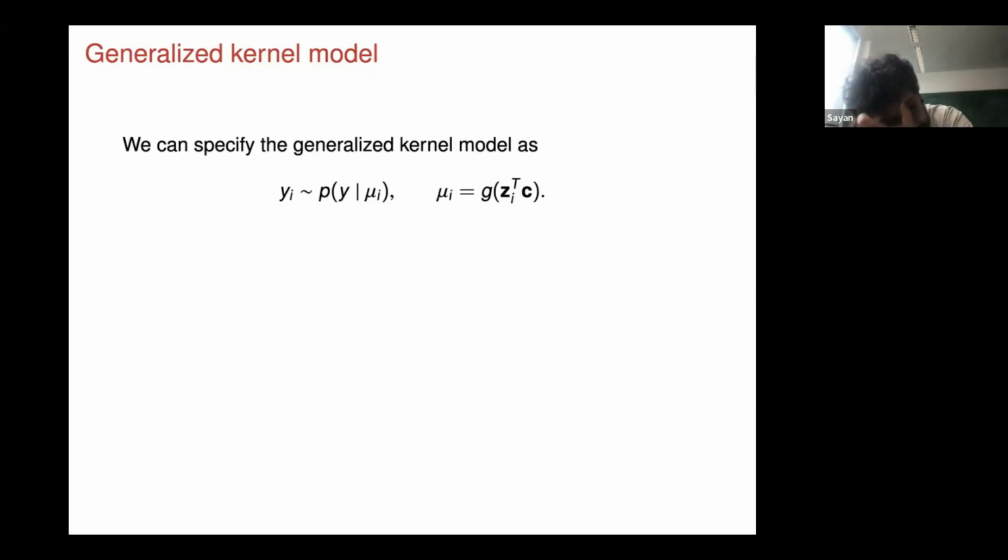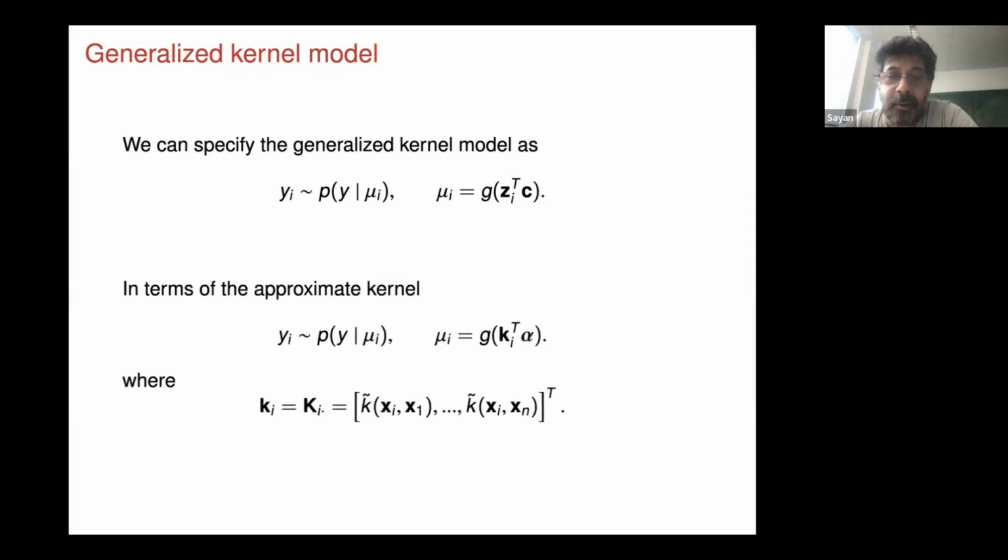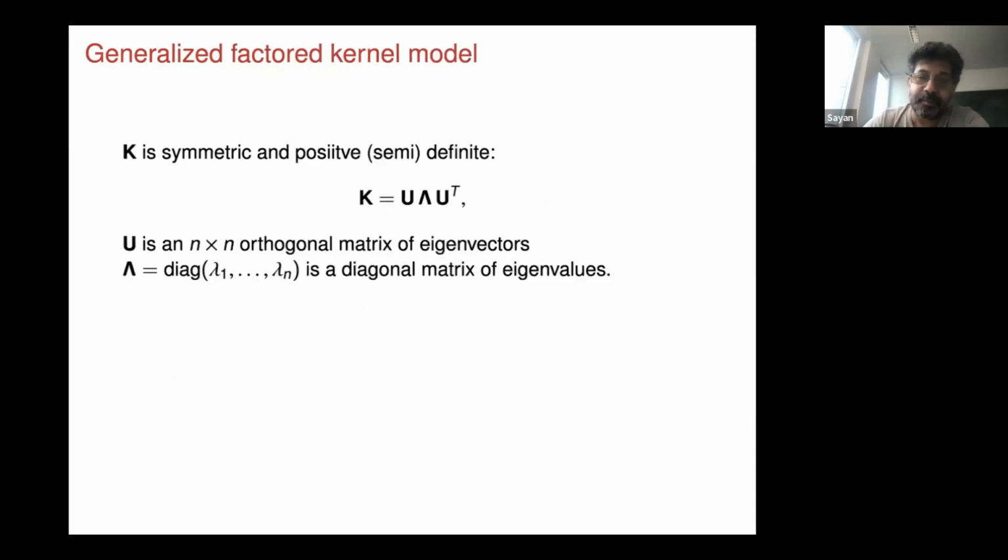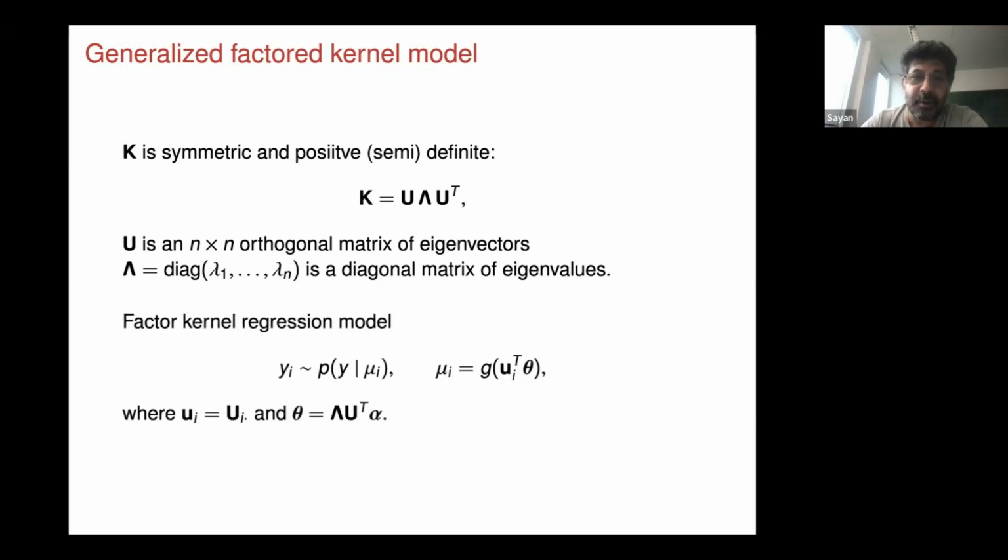So if we write down the generalized kernel model, y_i is drawn from a density of y given a mean, where the mean is some transformation of this random Fourier expansion times a linear coefficient c, then you can rewrite this in terms of an approximate kernel. K again is positive semi-definite, so it has this expansion. And so you can actually write this down as a factor model. And there's a huge amount of work on Bayesian factor models that you can just adapt for this.